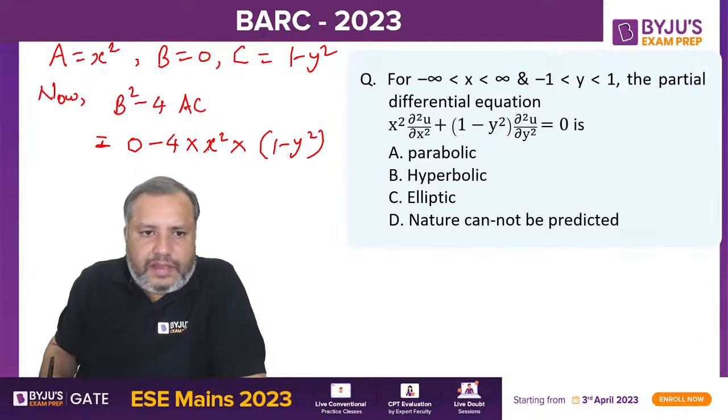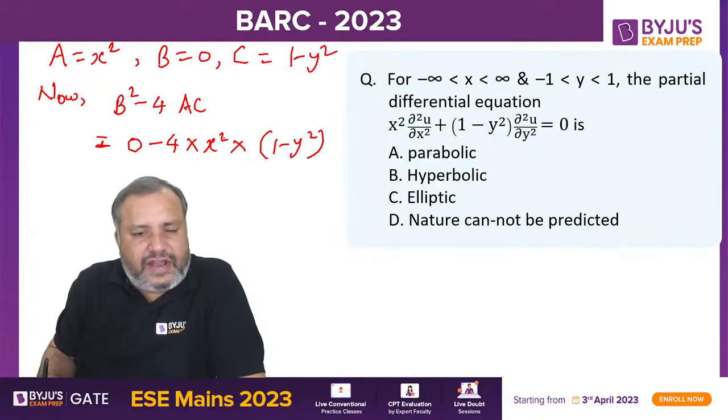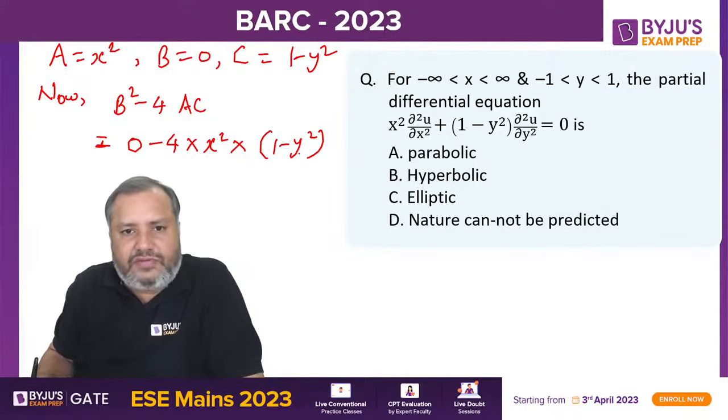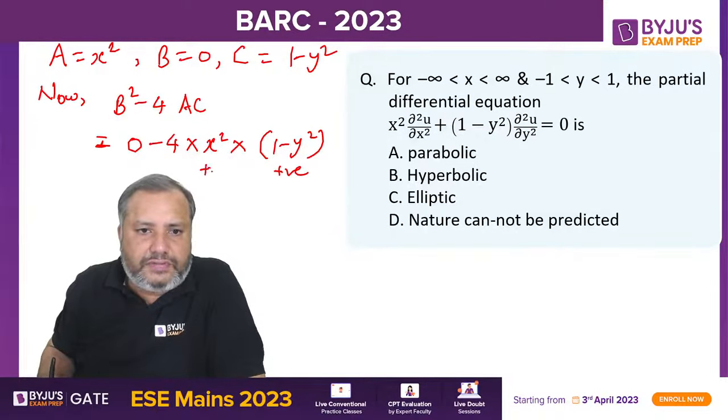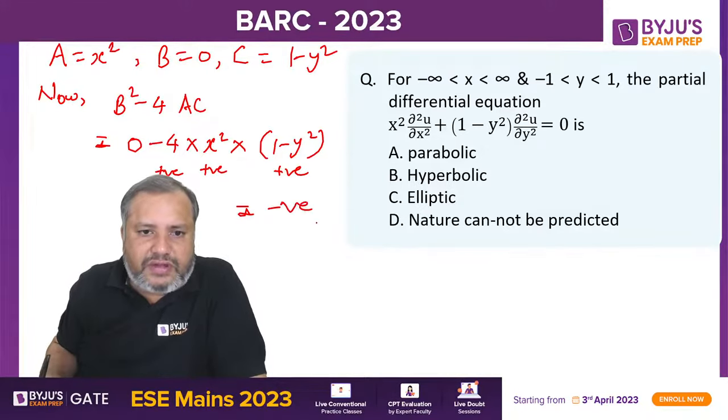Now see, x square is positive, y is less than 1, its square will be less than 1. So 1 minus a value less than 1 is also positive. So a is positive, c is positive, but b square minus 4ac is negative. Ultimately b square minus 4ac is negative.